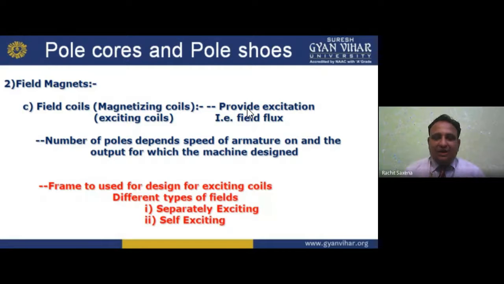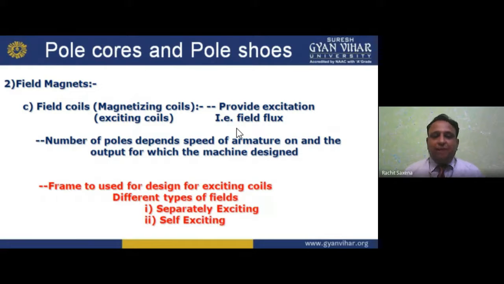Applying that phenomenon, I need a coil that is known as the field coil, made up of copper or aluminum. That coil is wound on a core in the field, which we can call the pole core or field core. Field coils are known as magnetizing coils and also exciting coils. Why exciting coils? Because if I provide current into it, it excites and gives you the flux. That is called field flux. I hope you understand about the field coils.